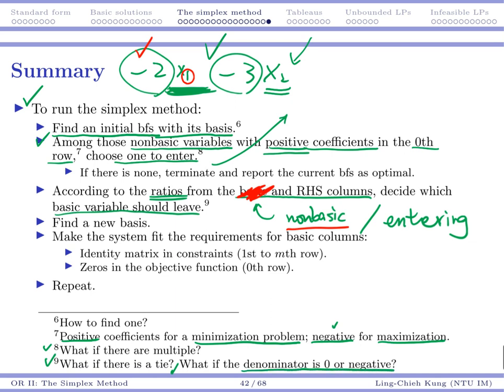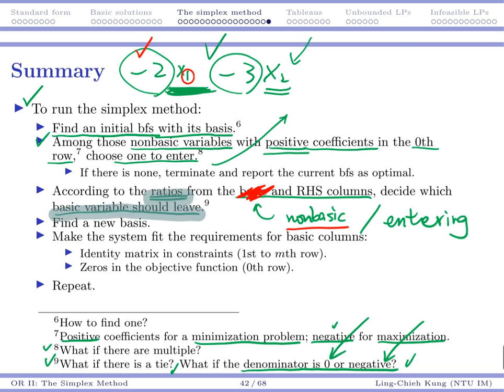If you have some denominator which is 0 or negative, should you do the ratio test? I hope you also agree that we don't need to do that. Why is that? Because a denominator of 0 means that when you increase that particular entering variable, it has no impact on that particular basic variable. Or if it's negative, that means that basic variable actually also increases when you increase that non-basic variable. So in either case, there's no way for this variable to hit 0. You should ignore them directly.